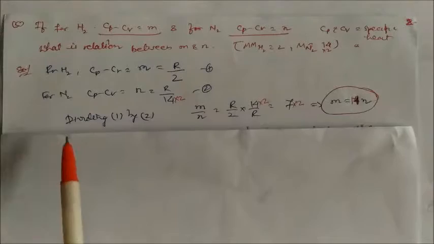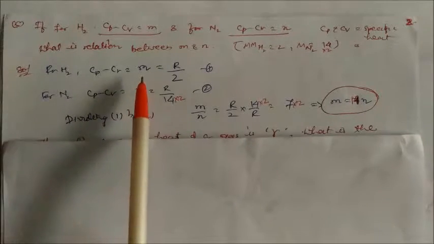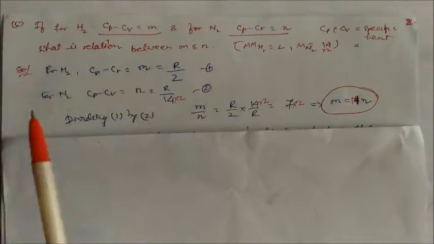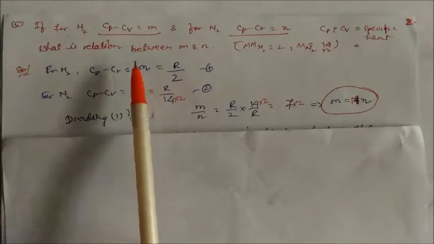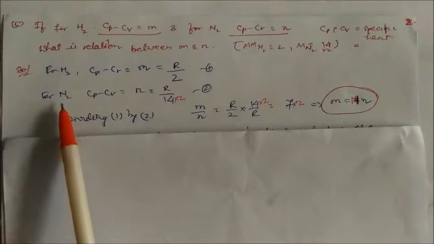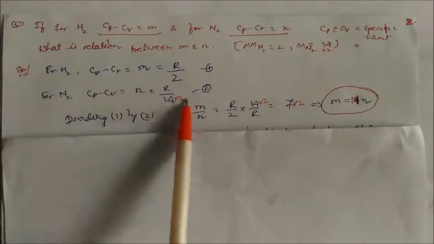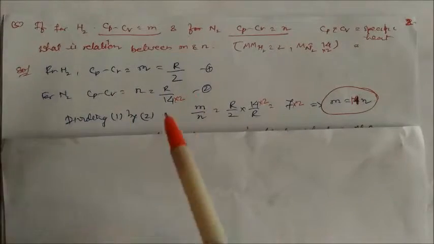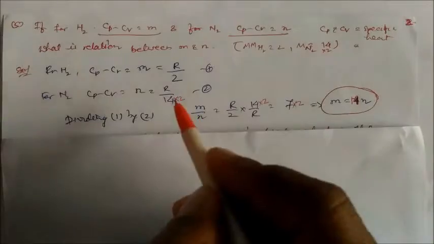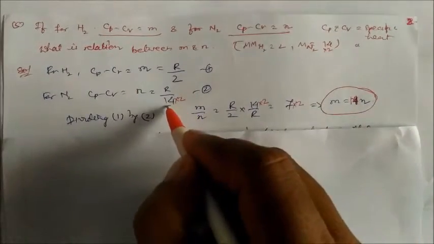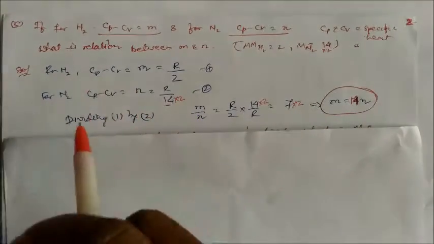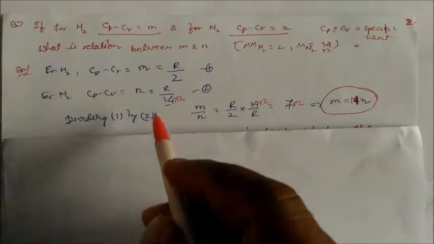So we see the question. For hydrogen, Cp minus Cv equal to M, which is R by 2, R by the mass of hydrogen, which is 2 gram. And for nitrogen, Cp minus Cv equal to N. So N is nothing but R by the molar mass of nitrogen. What is the molar mass of nitrogen? It is 14 gram per atom, so for N2 it will be 28 gram.